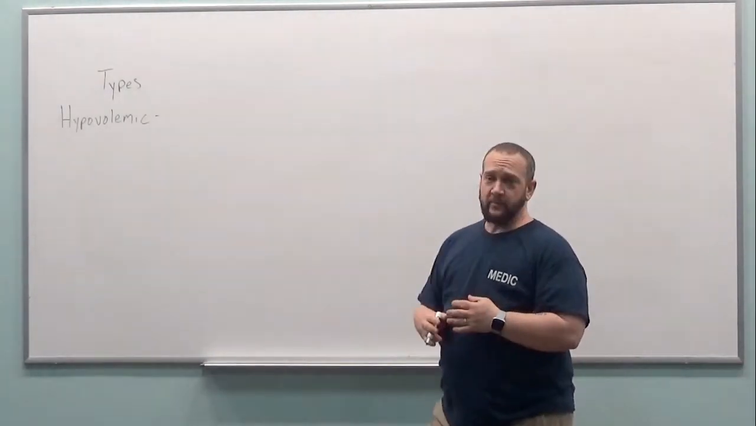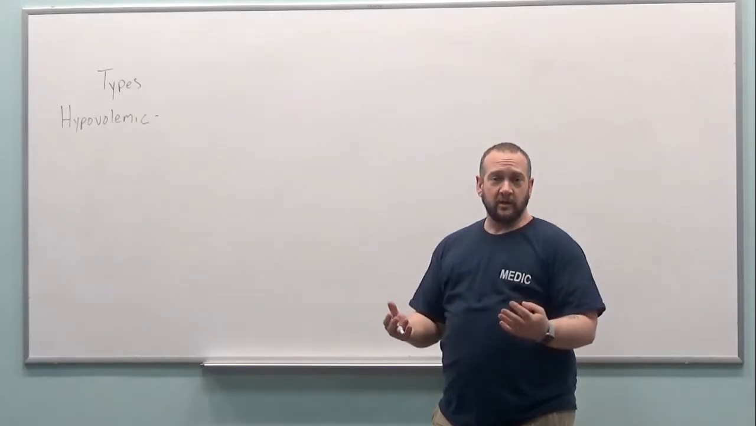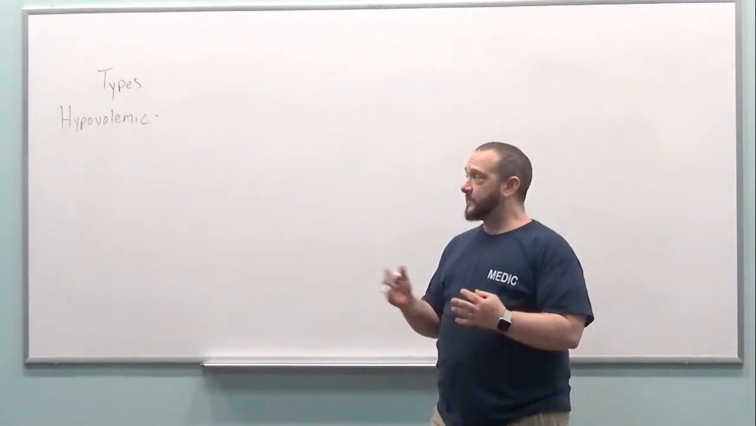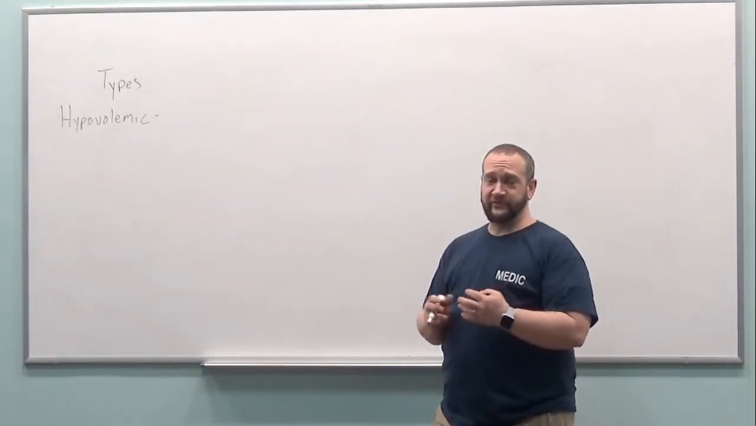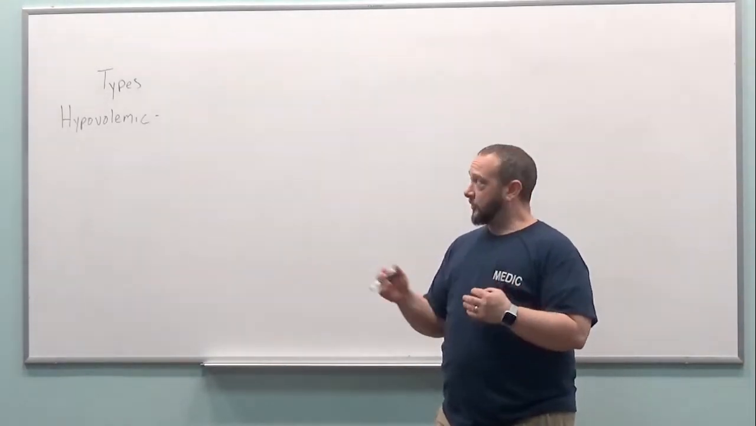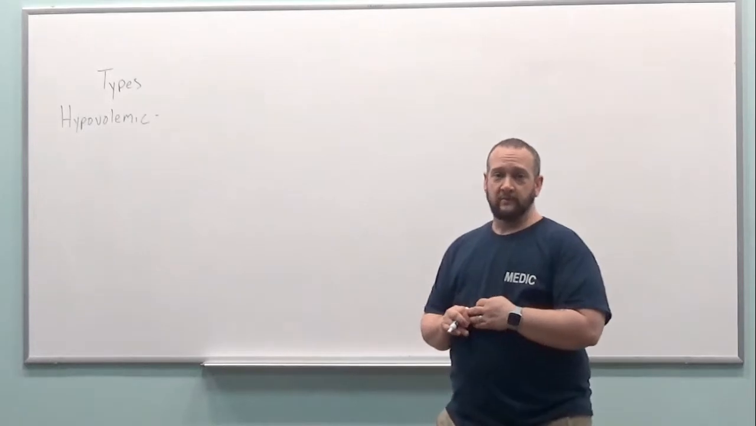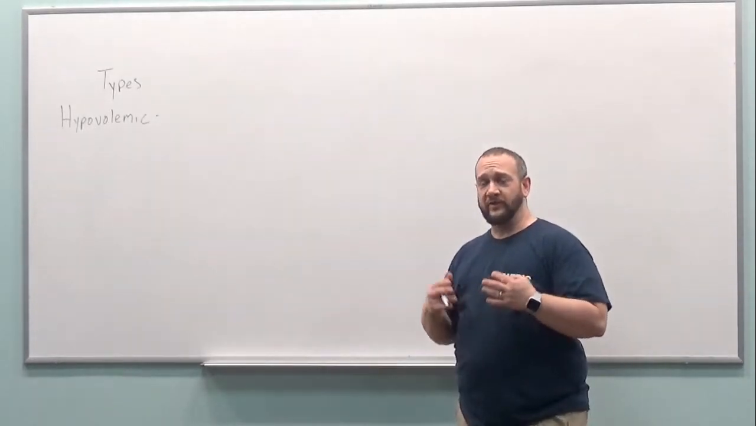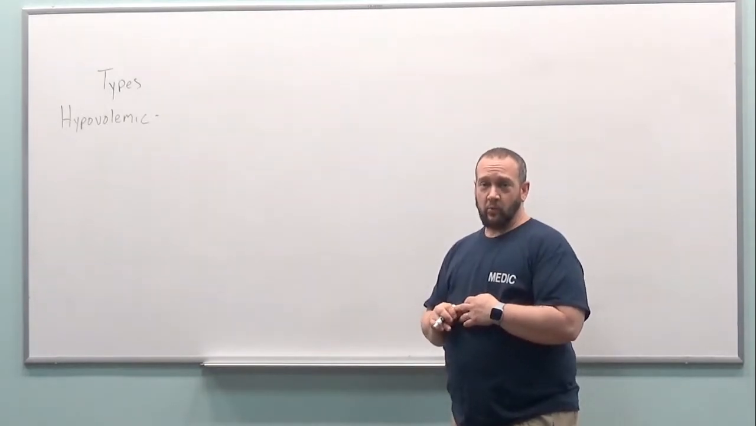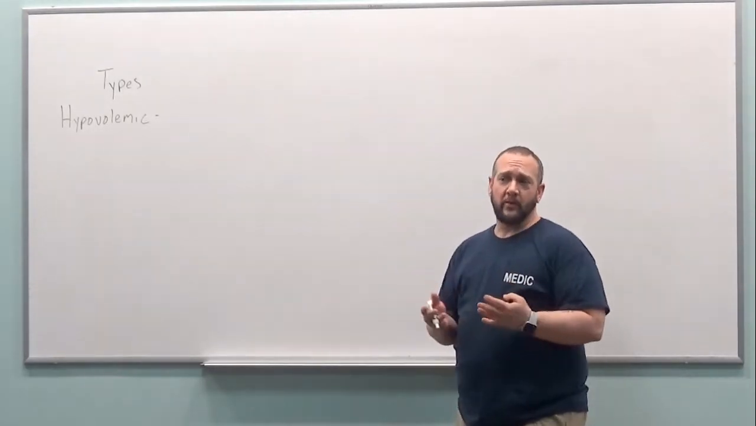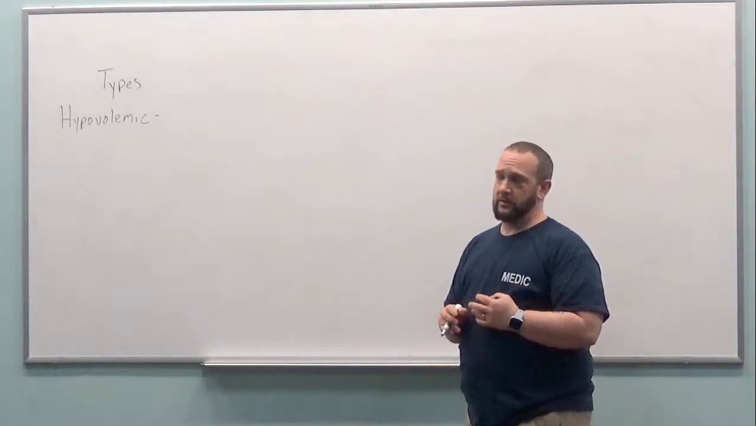So this is the type of shock that we see very frequently in our line in EMS, right? So we have lots of trauma patients that have internal, external bleeding. We see patients all the time that are sick, that are dehydrated, vomiting, diarrhea. So this is something that we frequently see. So this is one of our types of shock, one of the most common that we see, and probably the one that we're most familiar with identifying.